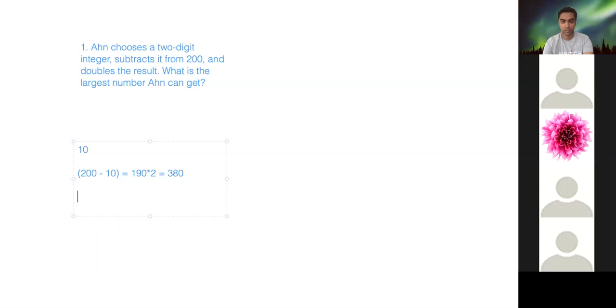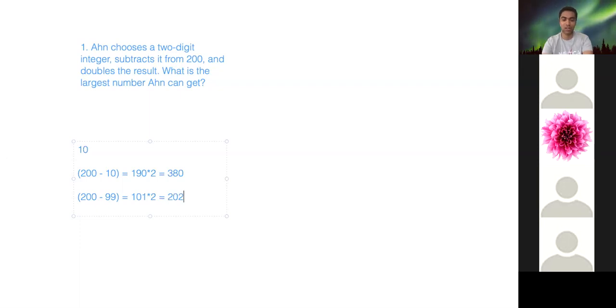Well, I first tried the largest two-digit number, but that didn't work. So then I tried the least. Okay, good. Yeah, that works. So if we think about the largest one, that would be 99. So 200 minus 99 is 101. And if I multiply that by 2, I get 202.